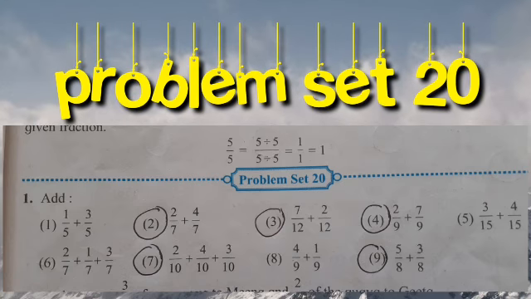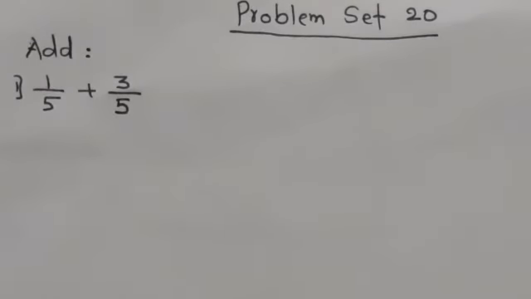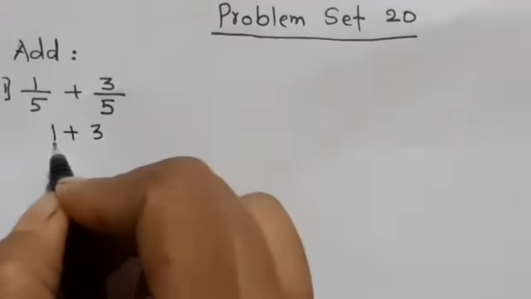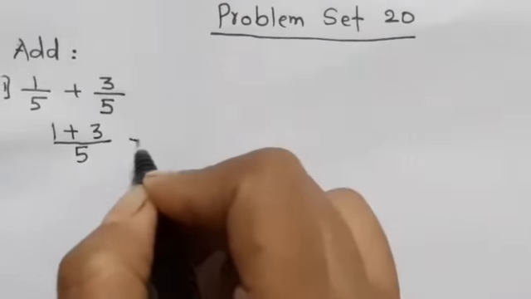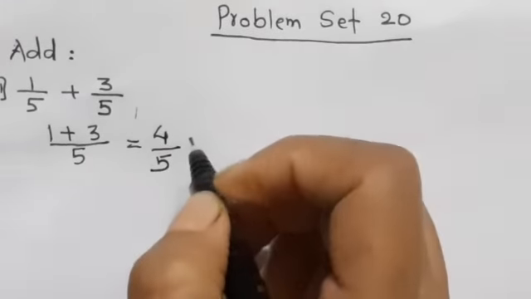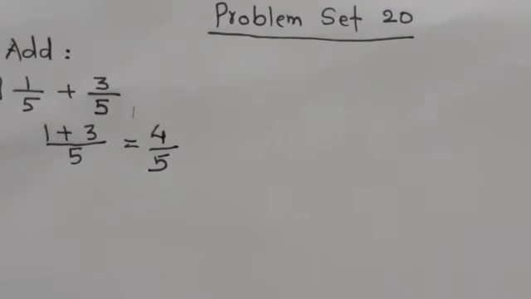Let's solve problem set 20. Add 1 by 5 and 3 by 5. When we add like fractions, what do we do? We add the numerators and write the denominator as it is. So, add the numerators first. 1 plus 3 upon 5. 1 plus 3 is equal to 4. So, 4 upon 5. Write the denominator 5 as it is. So, the answer is 4 upon 5.